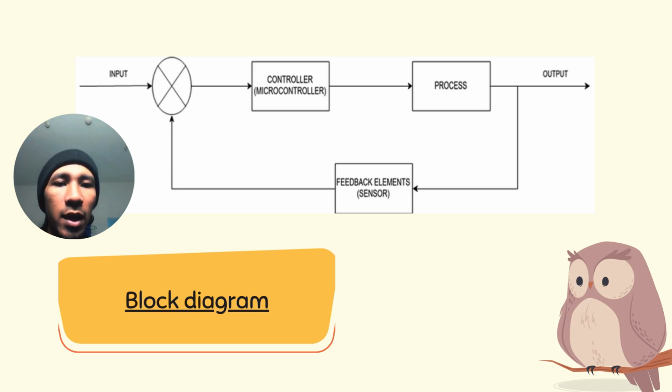And then the feedback element, the sensor. The feedback element measures the actual output of the system and sends it back to the error detector. This feedback ensures the system continuously adjusts to maintain the desired output.